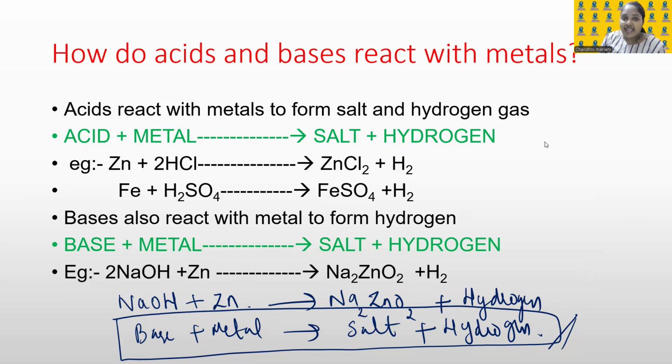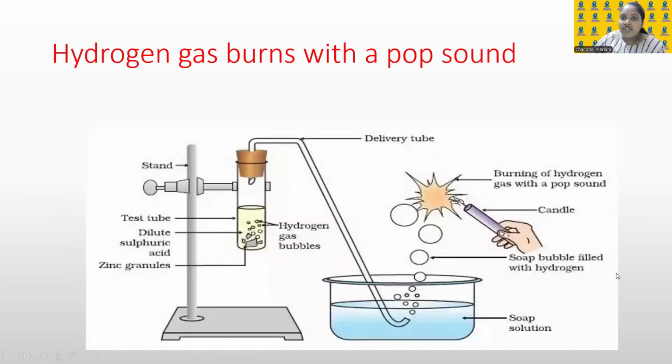Whenever an acid reacts with a metal, that gives salt and hydrogen, and also whenever a base reacts with a metal, we get salt and hydrogen. So this is the first reaction of acids and bases. Next we will study this: we said that hydrogen gas is evolving, but how can we prove that? We can prove that with the help of an experimental setup.